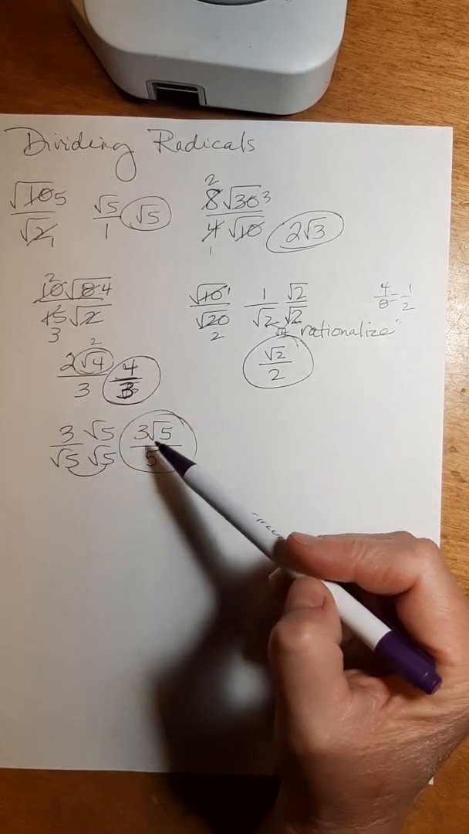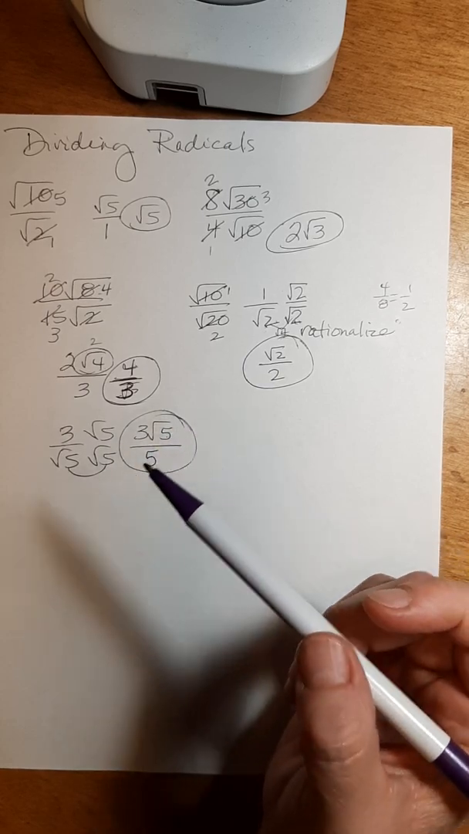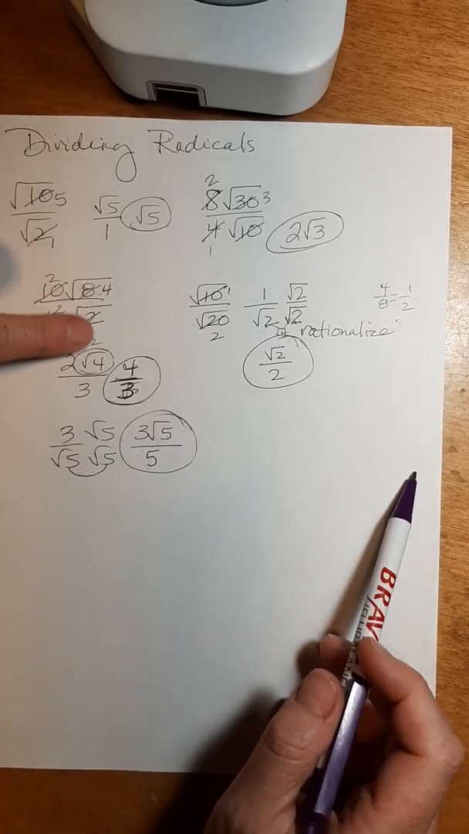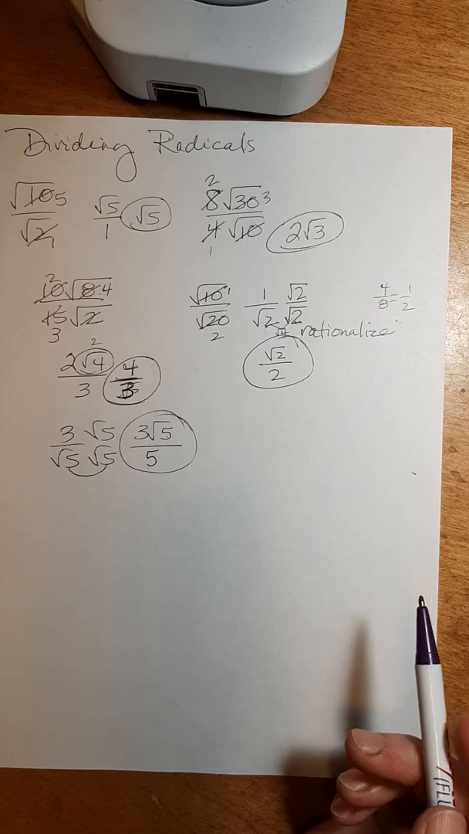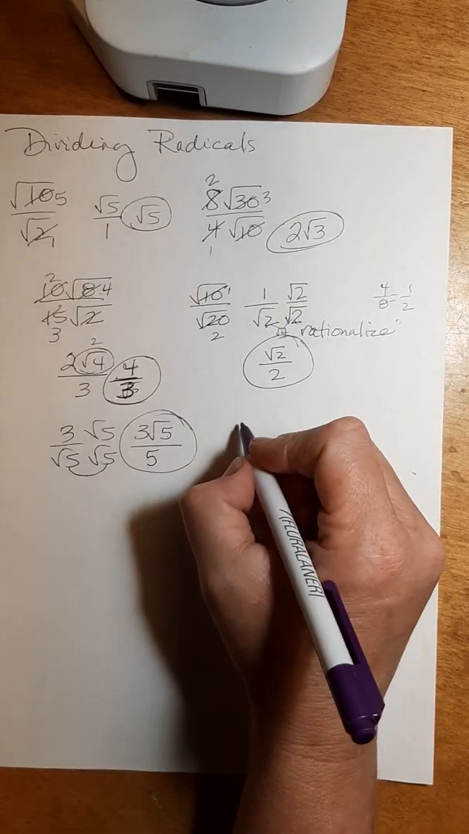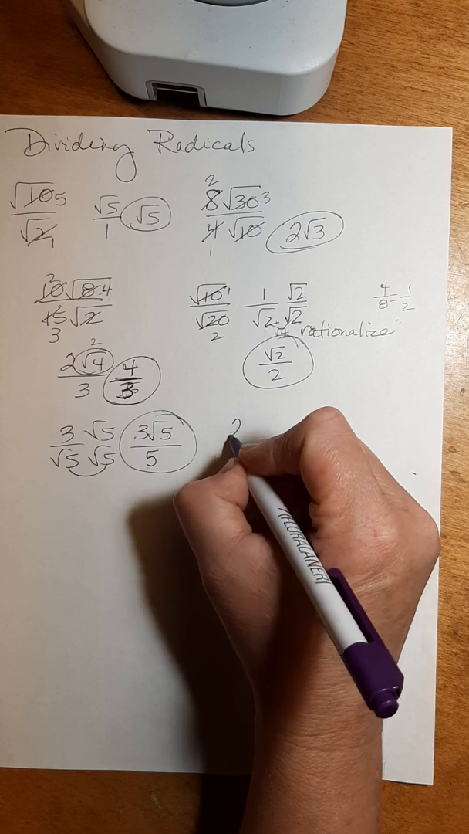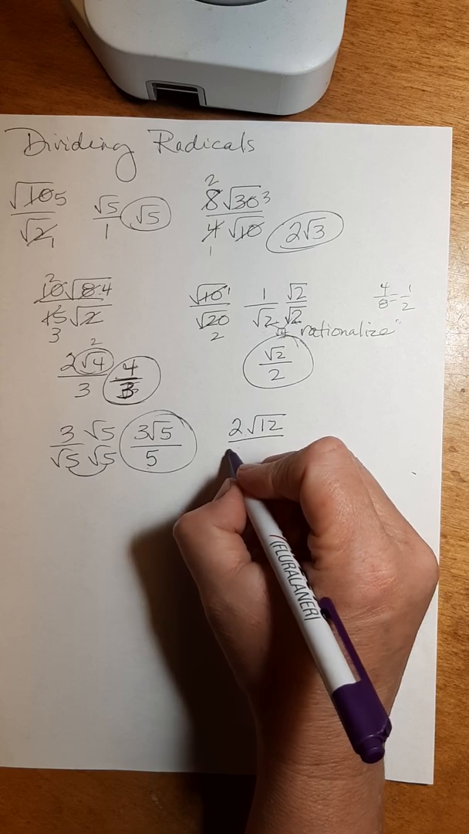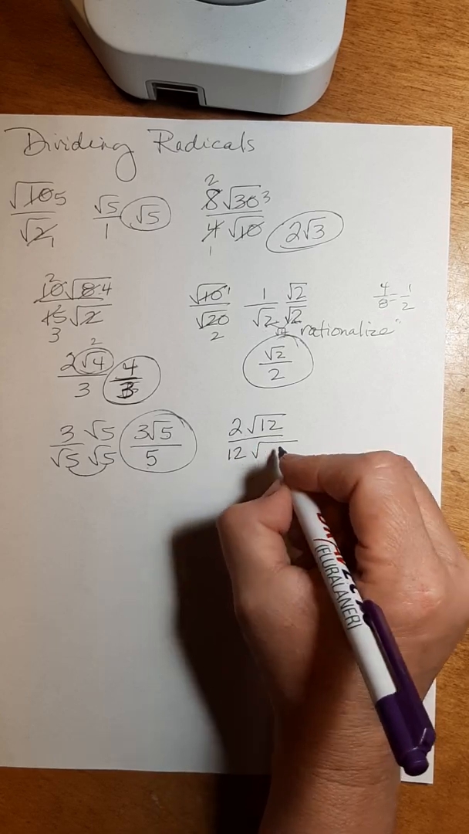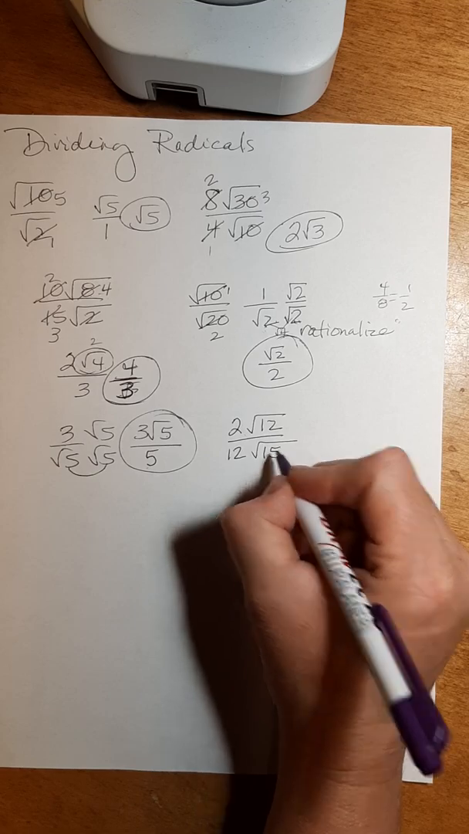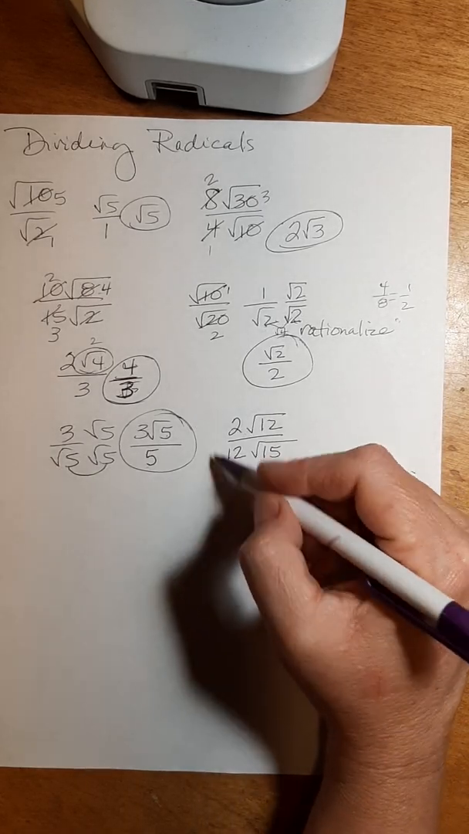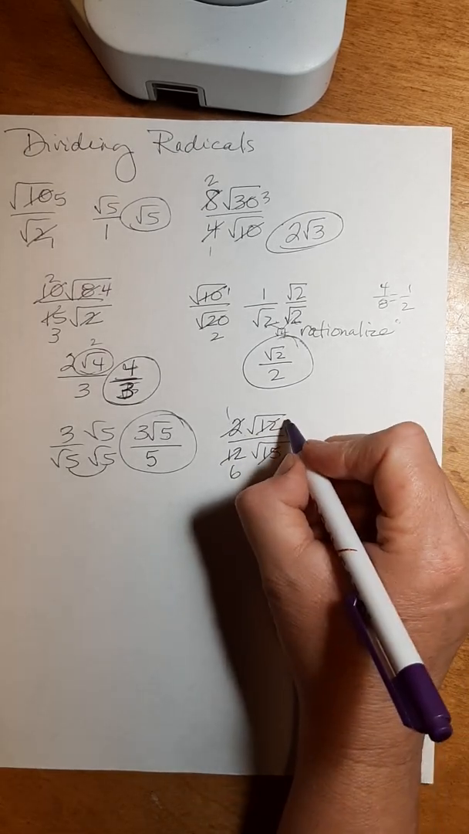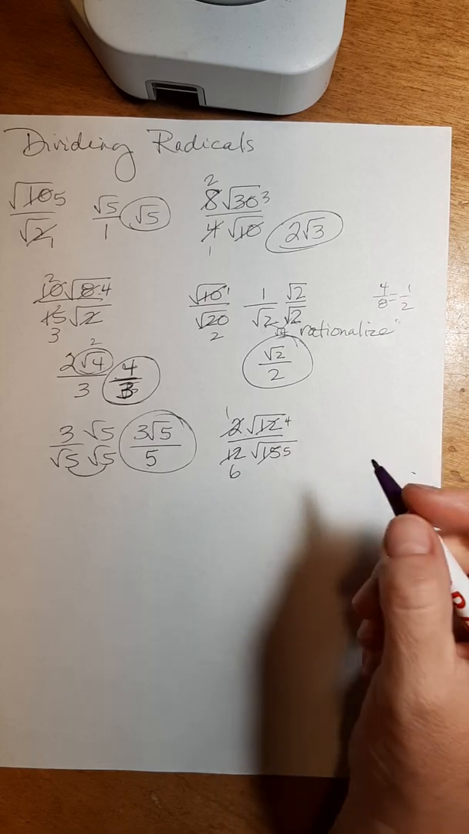And remember, if one's out and one's in, you cannot cancel. You can only cancel if they're either both in or both out. All right, let's do a messier one. What about 2 square root of 12 over 12 square root of 15? Well, I typically reduce the numbers on the outside first, and then 12 and 15, 3 goes in them.